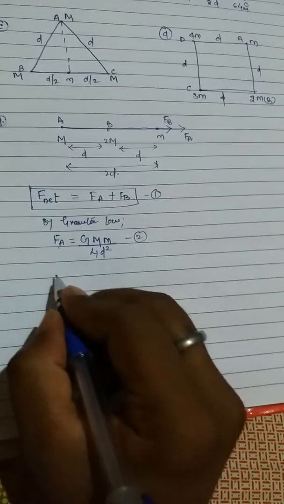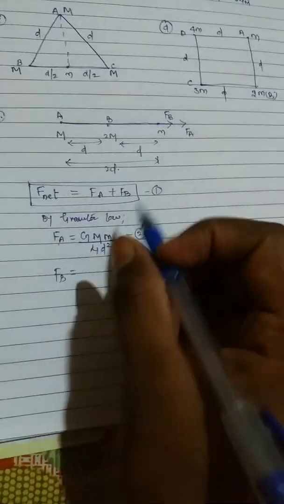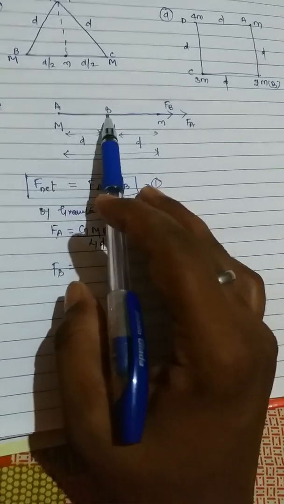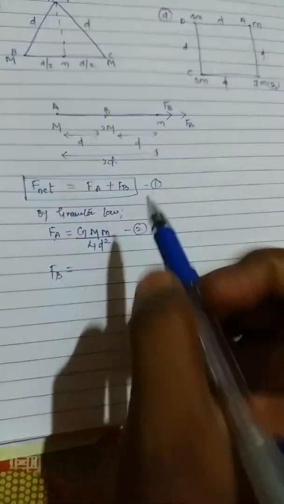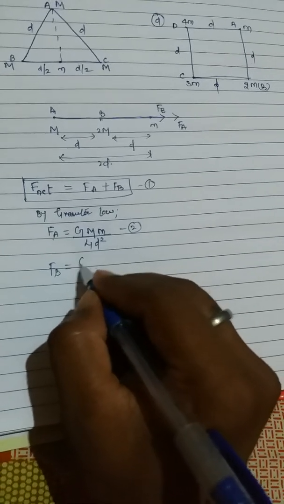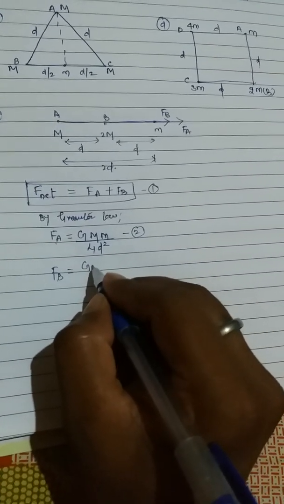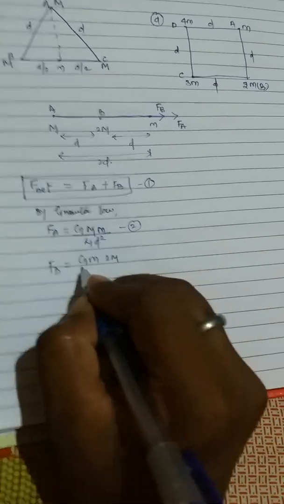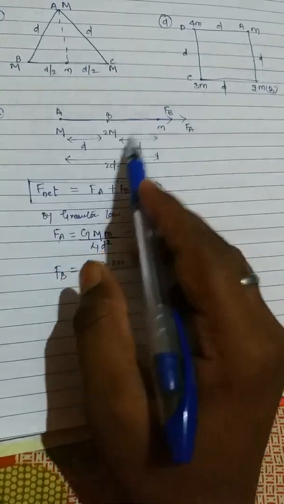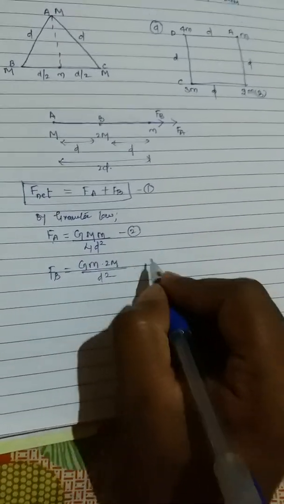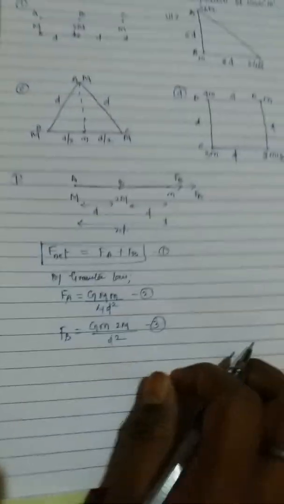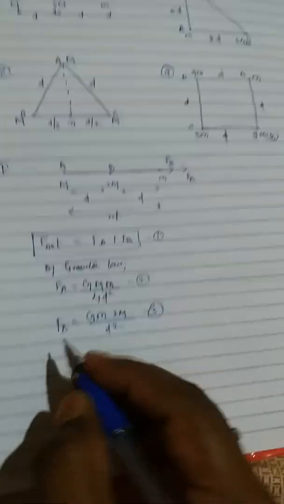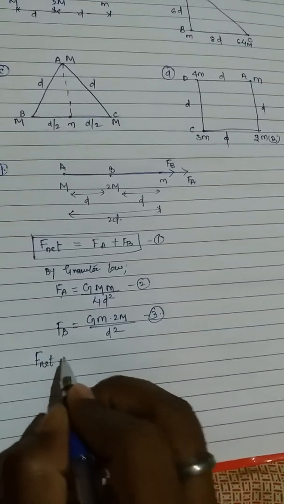Similarly, we will find Fb. Now as you can see, Fb is the force because of B, that is 2m, on small m. So by the same gravitational law, Fb will be equal to G into small m into 2m, by the distance between these two, which is d, so we can write d square. This is equation number 3. Now we will substitute these two values in equation 1, so we get F net is equal to Fa.